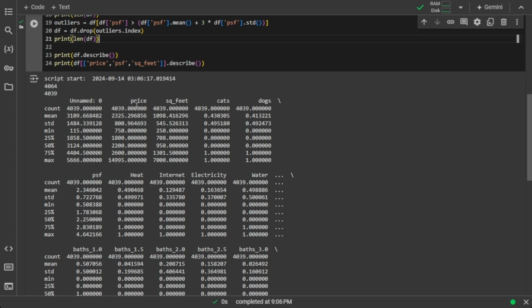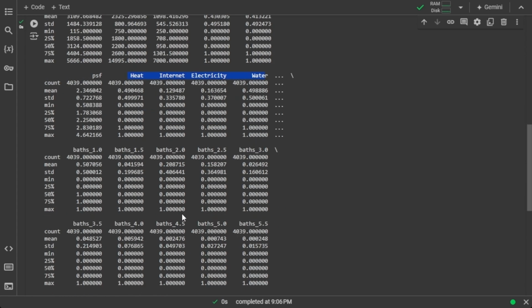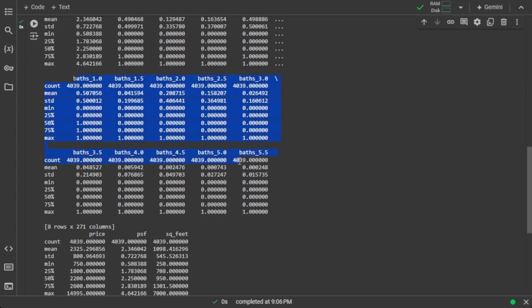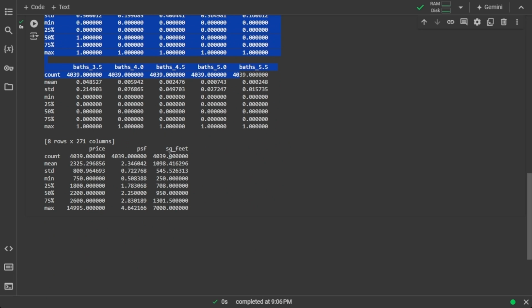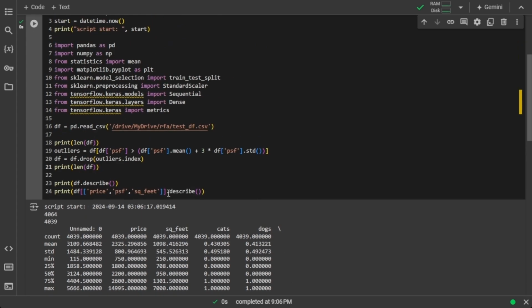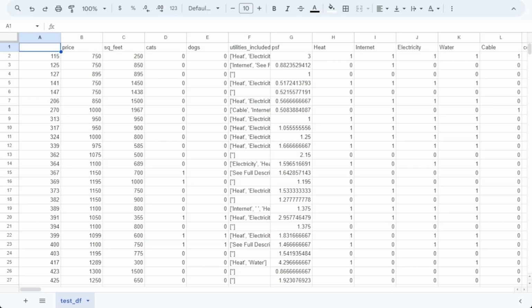So we've got the price here, the price per square foot here. We've got our square feet, the allowance for pets. We've got utility metrics. We've got bathroom metrics and just a bunch of other stuff. This is just a little sub descriptor. But let's take a quick look at the data frame itself.